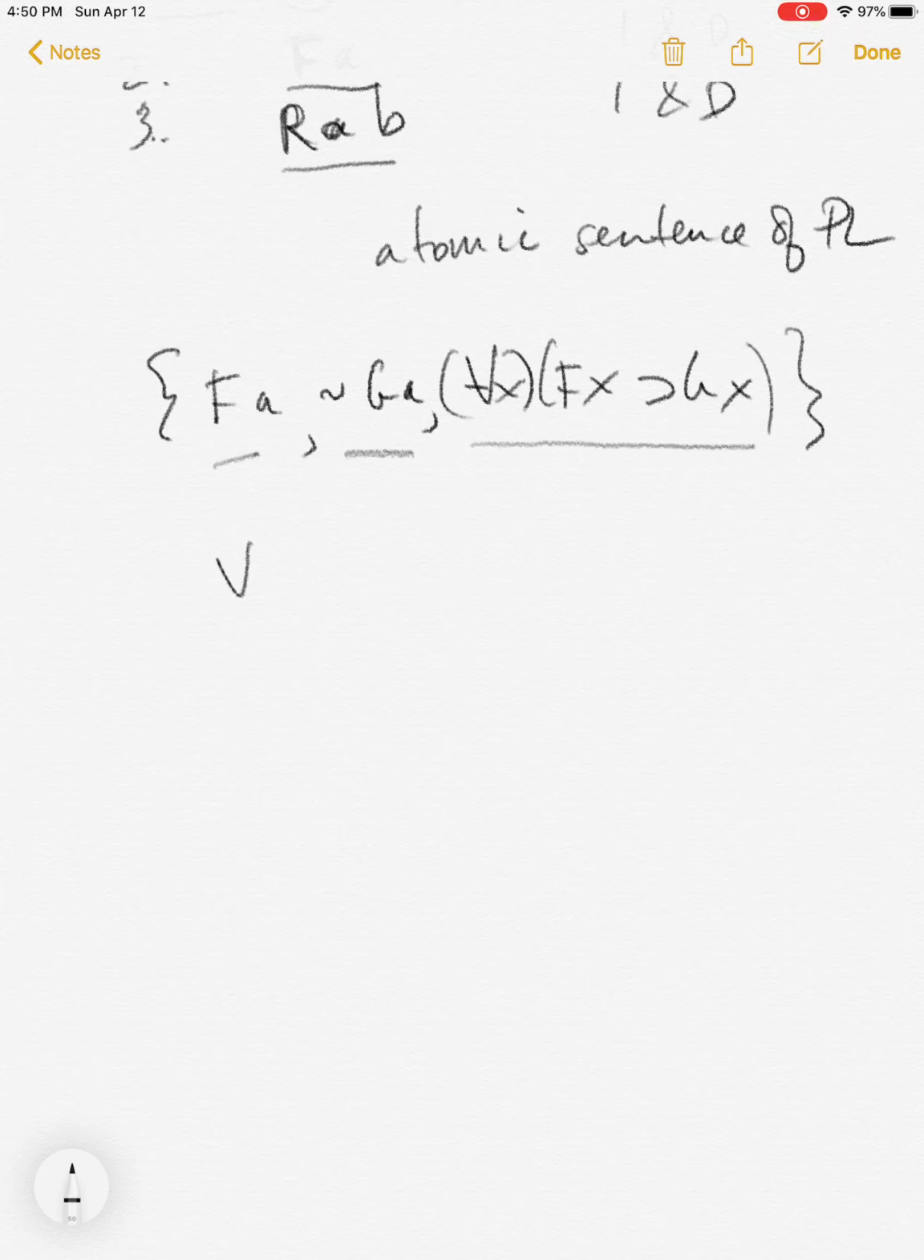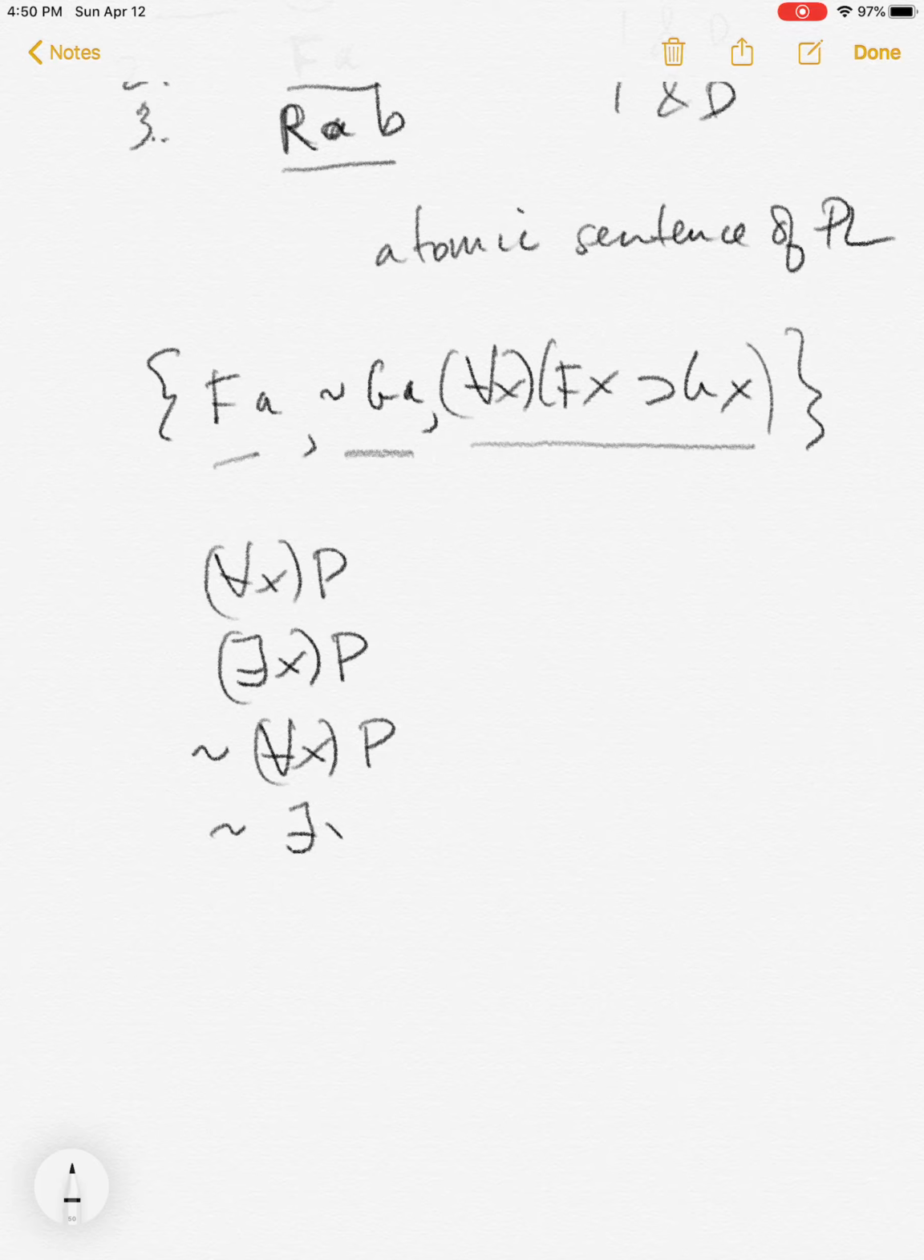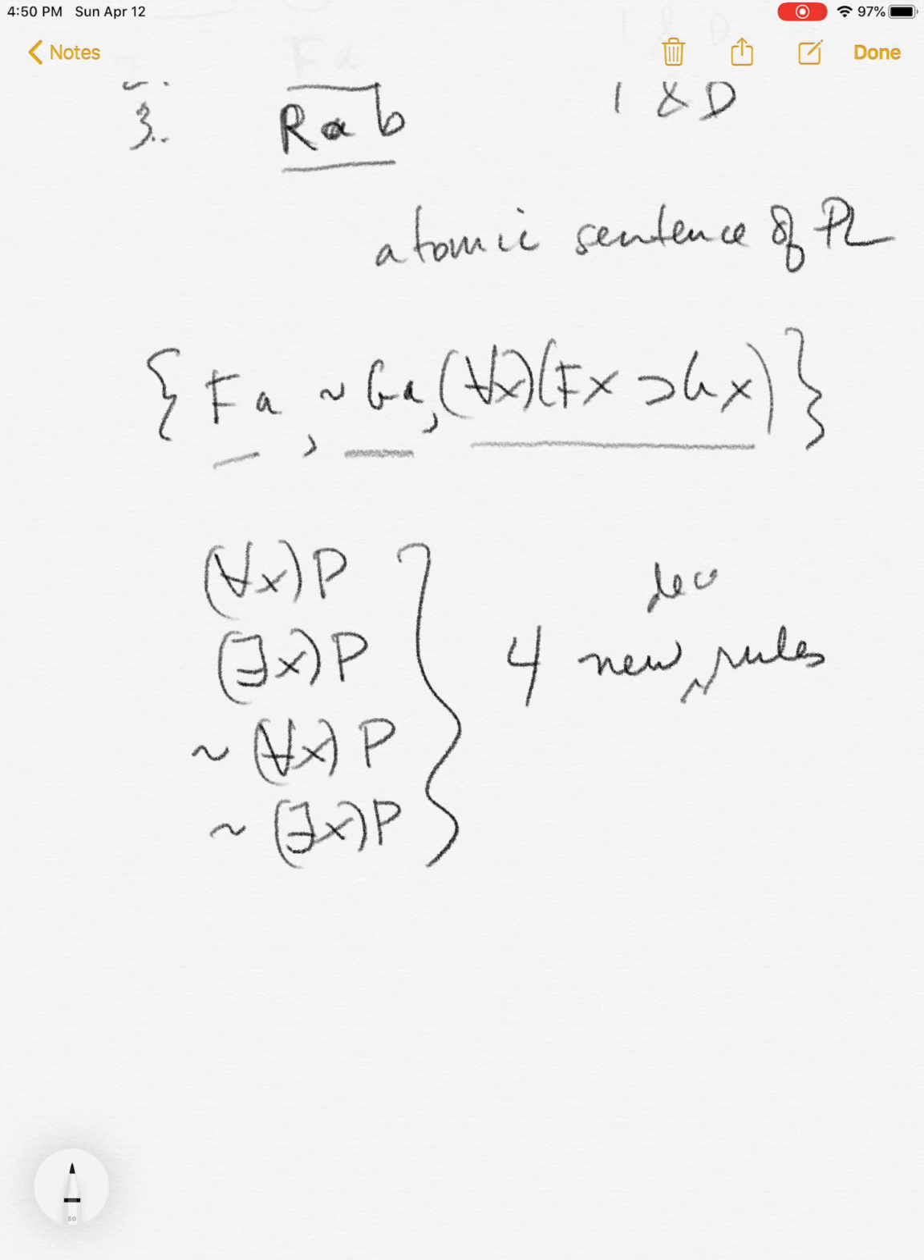Well, we're going to need one rule to handle sentences of this form. We're going to need one rule for universal quantifications, and a rule for existential quantifications. But we're also going to need a rule to handle the negation of universal quantifications and the negation of existential quantifications. So we're going to need 4 new rules. We're going to keep the rules that we have already. 4 new rules, decomposition rules.